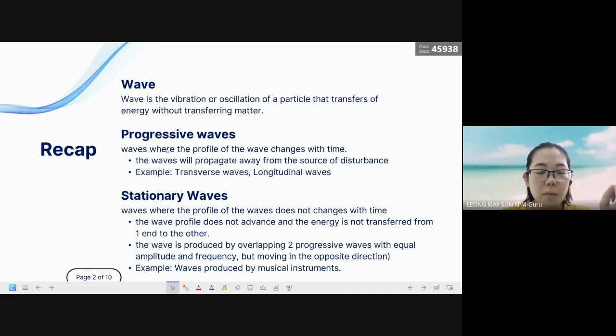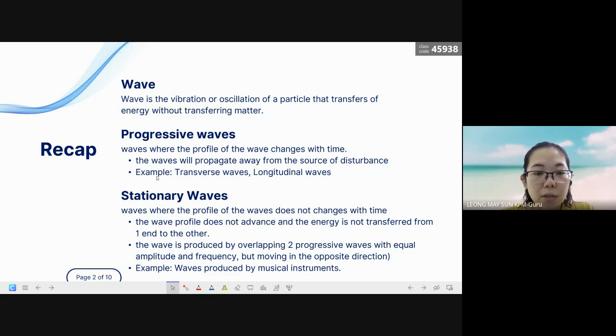Progressive waves are waves whereby the profile of the wave changes with time. This first sentence is the definition from your textbook. It means that the wave will keep moving away from the source of vibration. An example of a progressive wave is a transverse wave and a longitudinal wave.